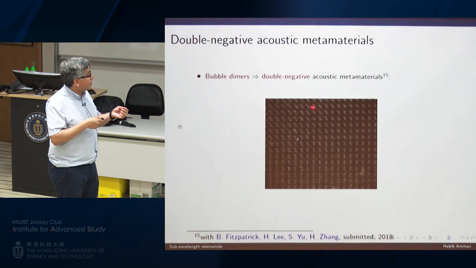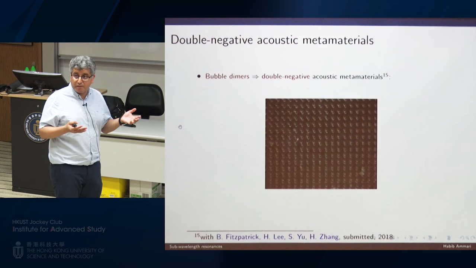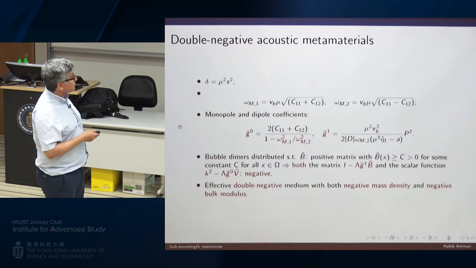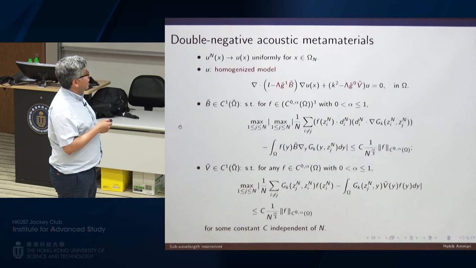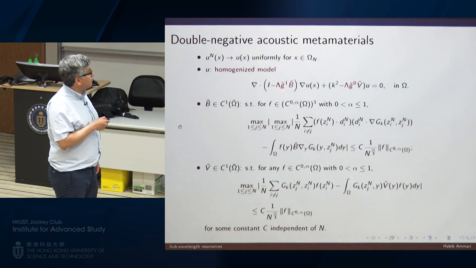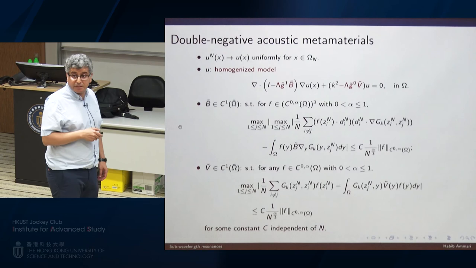Now, if I make a microstructure, what are the effective material parameters of this microstructure? The dilute regime, we can do it. We did it, actually. And you can prove that this is the effective equation. This term and this term, for some frequencies, can be much larger than identity and much larger than K2. So we can tune this to be negative at some frequencies.